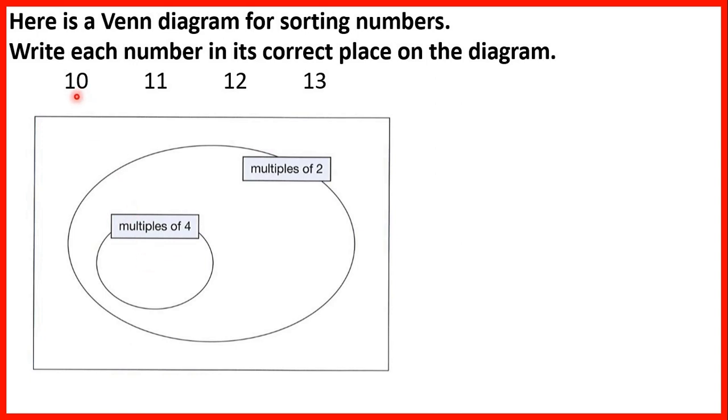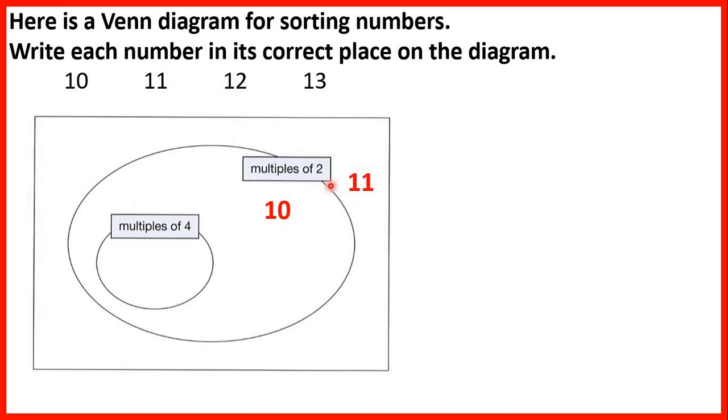So first, let's think about the number 10. That's a multiple of 2 because it's in the 2 times table, but it's not in the 4 times table. So we need to write the number 10 in this section here. Now, the number 11 is not in the 2 times table and, of course, not in the 4 times table, so 11 has to be written on the outside.